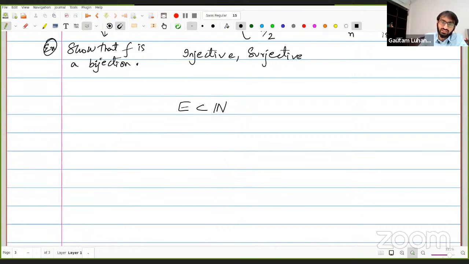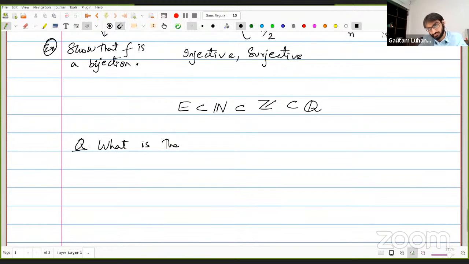Let's try to go to an even bigger set, bigger by way of subset notation: the set of rational numbers. So what is the cardinality of Q?